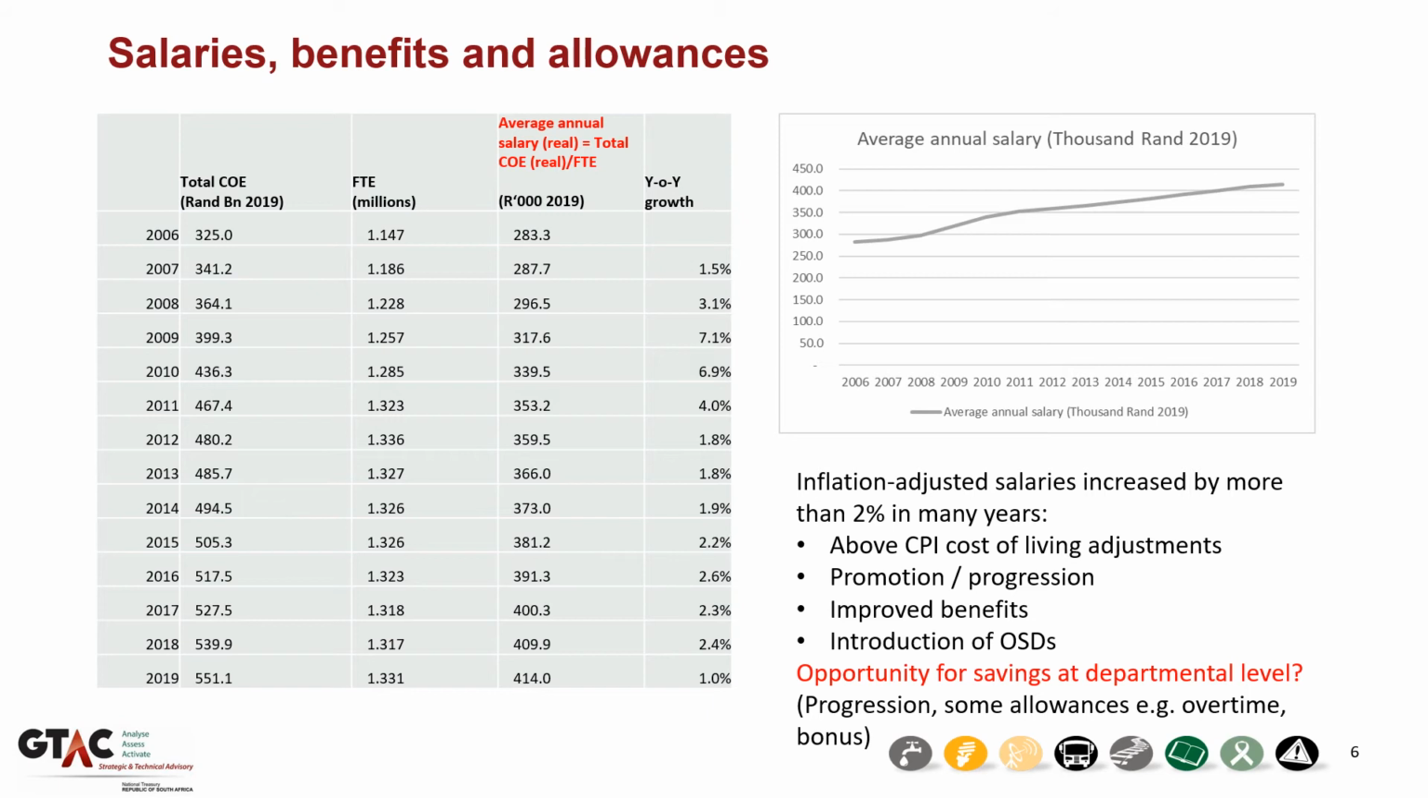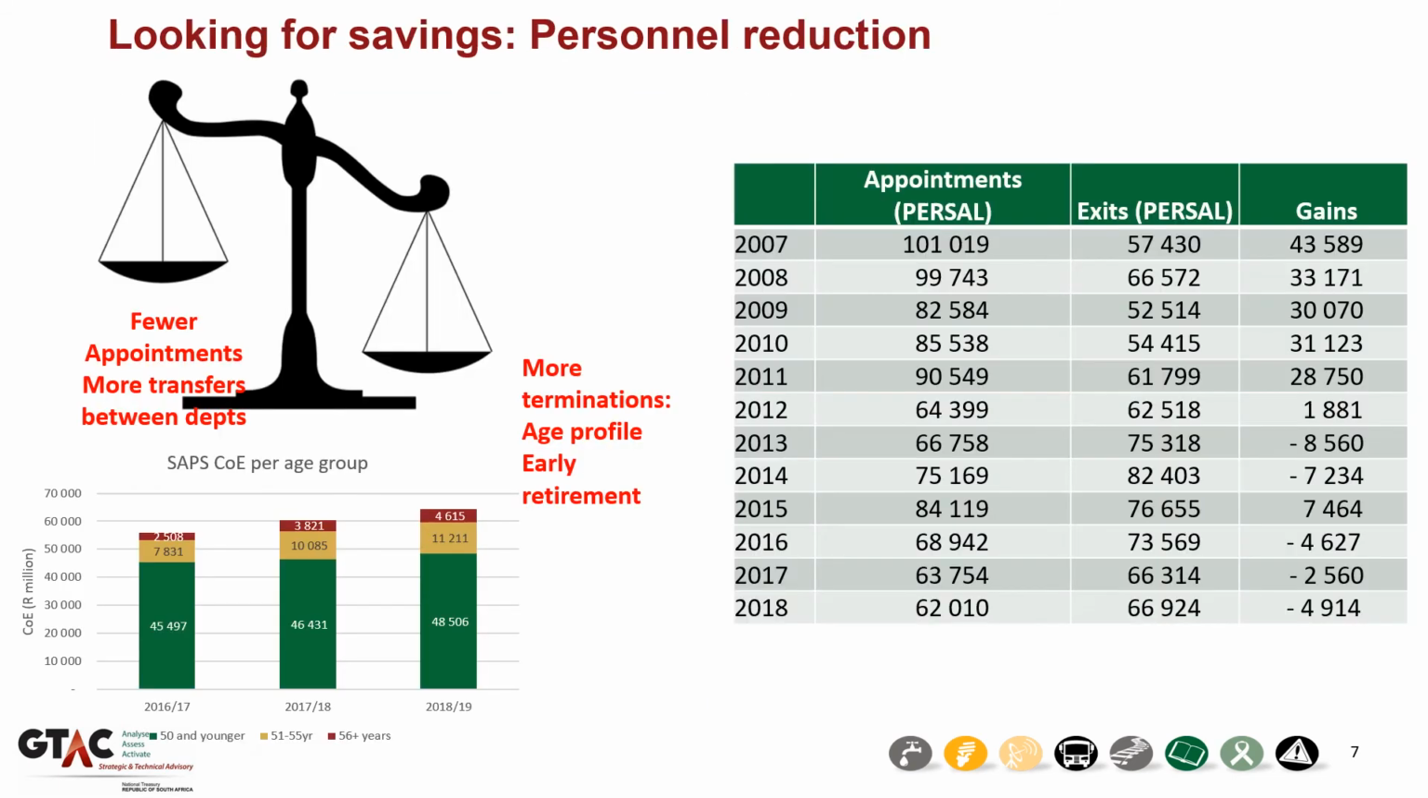These factors jointly contributed to the wage bill being too high and growing faster than other budget items at the same time. So this is for the aggregate, and the question that we will answer is: is there any savings in COE possible at departmental level by slowing down the growth in salaries, benefits and allowances? Let us focus now on measures to reduce personnel.